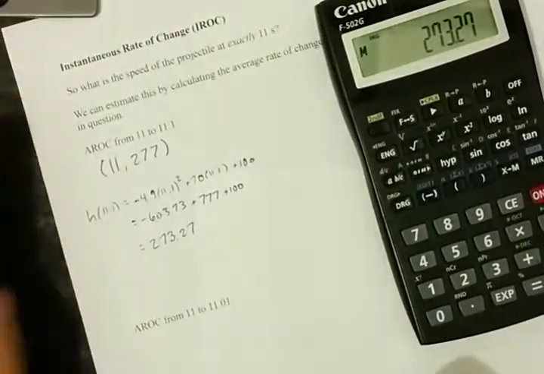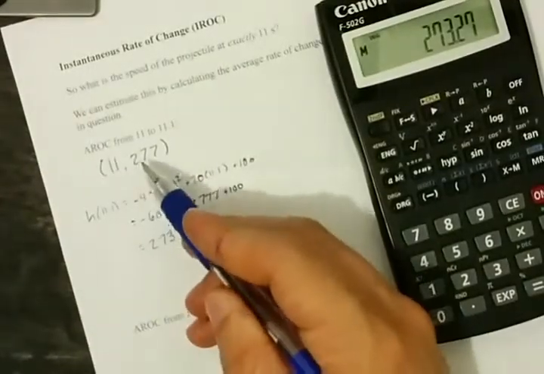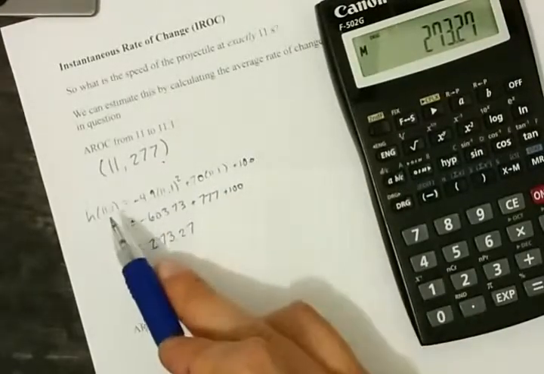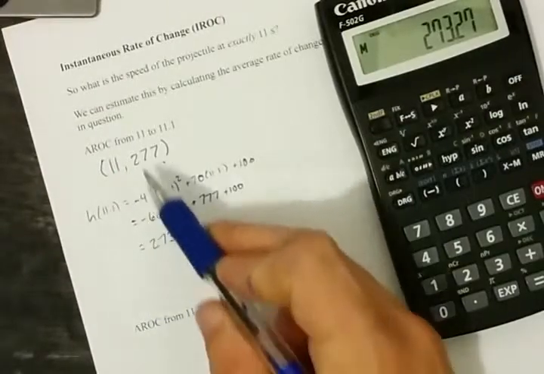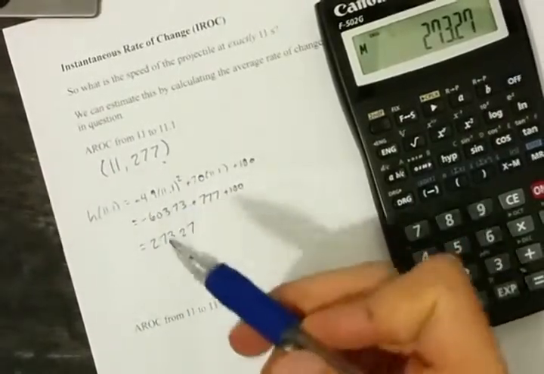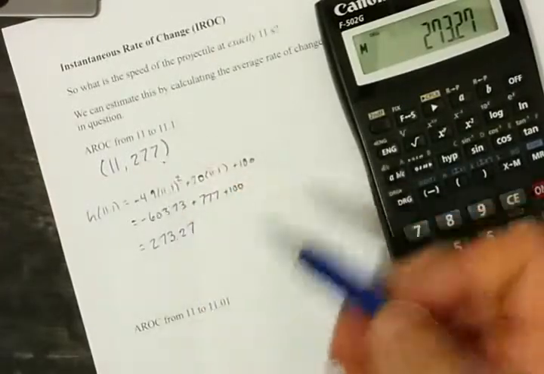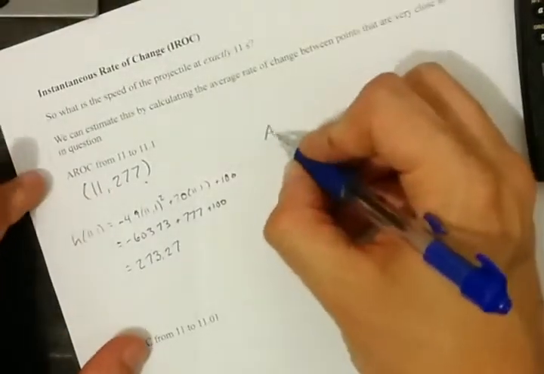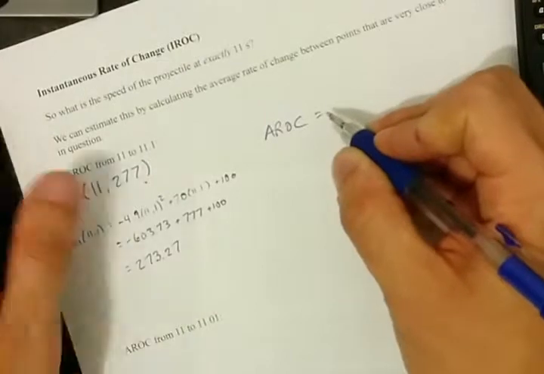Great. Now this makes sense in that at 11 seconds, I'm 277 meters in the air. And at 11.1 seconds, only a tenth of a second later, I've only fallen 3.7 meters. Not much time goes by, not much difference in height. But I do want you to find the average rate of change between these 2 points. Do you remember how to do that?